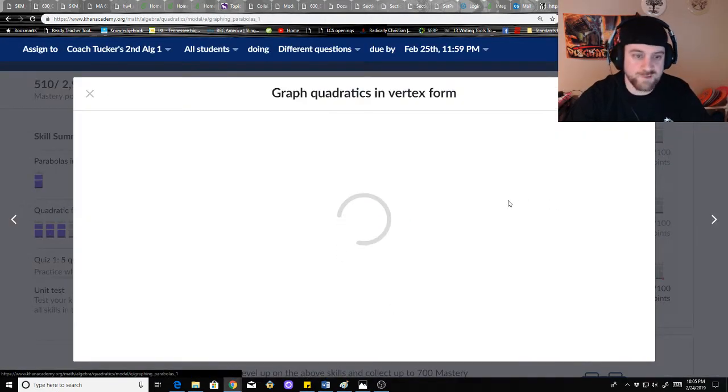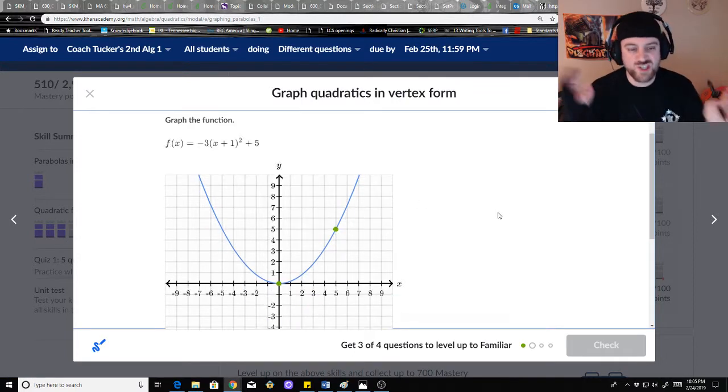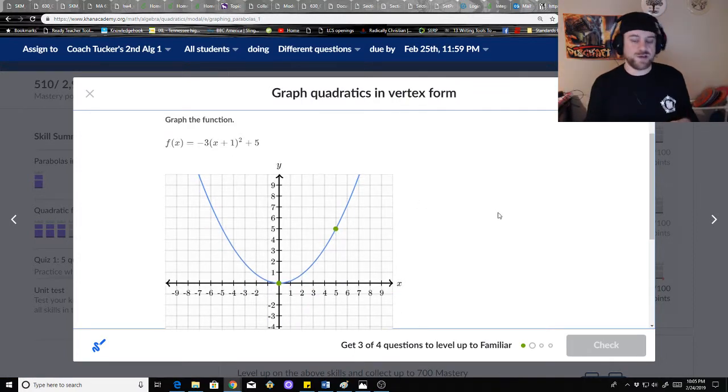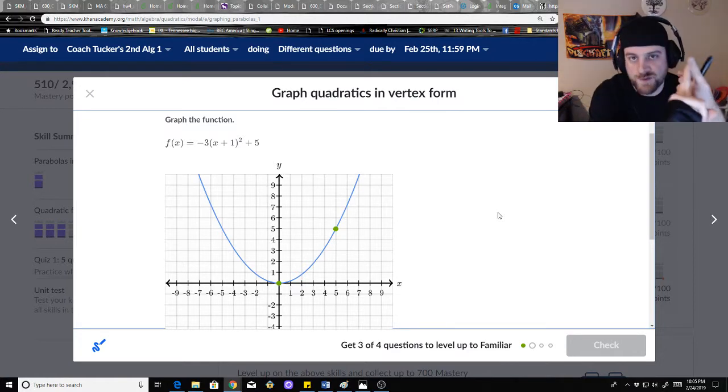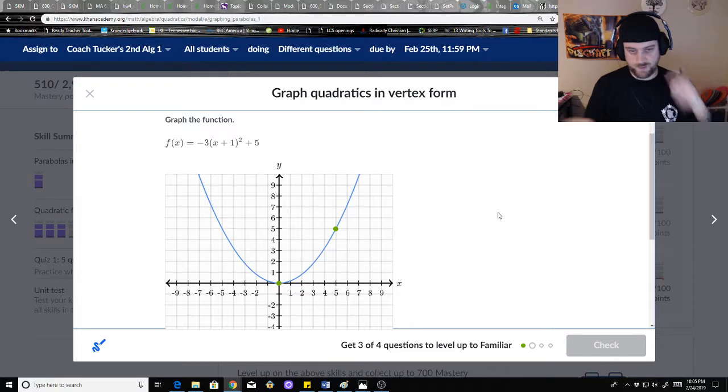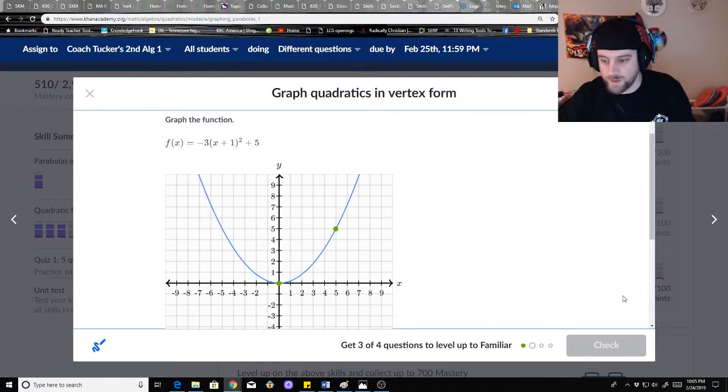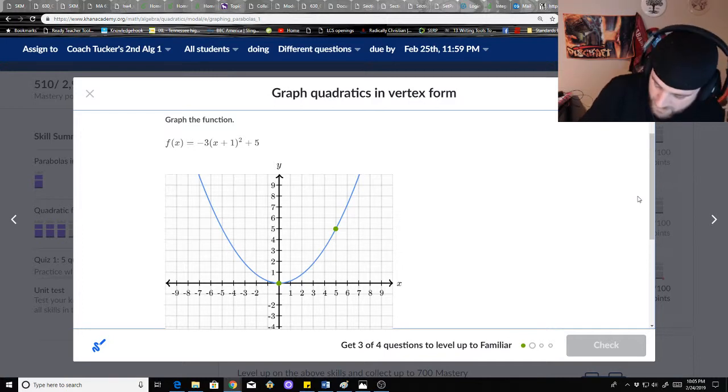Graph quadratics in vertex form. So we just did it, actually. That was really cool while we did that last problem. Now do the same thing. Find your vertex first. Actually, no, we're going to do this one differently. Let me write this down. 3, negative 3 times (x plus 1) squared plus 5 is what f of x is.